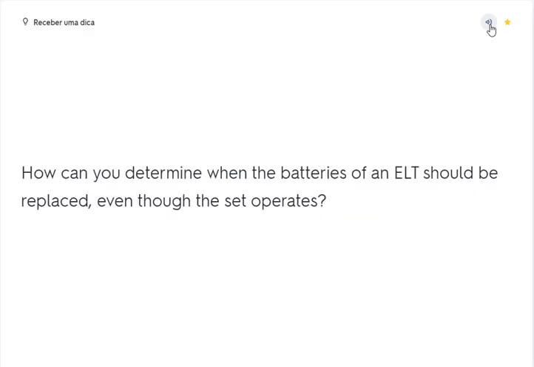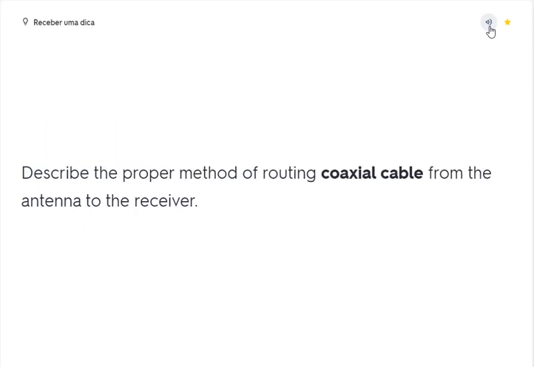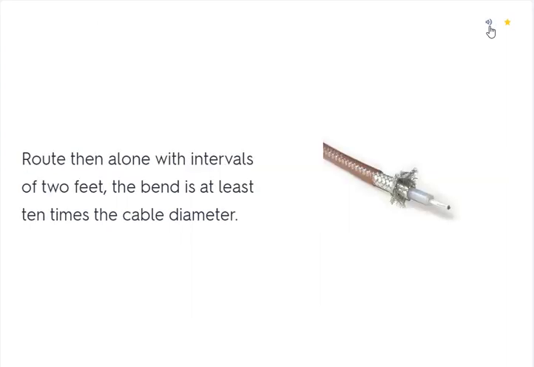How can you determine when the batteries of an ELT should be replaced even though the set operates? Determined by the manufacturer, and the replacement date must be marked on the outside of the transmitter. Describe the proper method of routing coaxial cable from the antenna to the receiver. Route it along with clamps at intervals of 2 feet. The bend is at least 10 times the cable diameter.